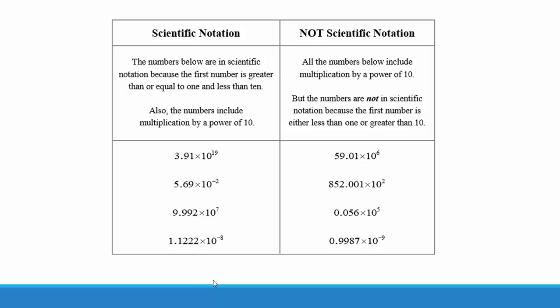Notice in the first one, we have 59 before the decimal point. 59 is not a one-digit non-zero number, as well as 852 in the next example. That is not a one-digit non-zero number. In the third example here on the right-hand side, we see that we have a 0 to the left of the decimal point. That's not in scientific notation because we need to have either a 1 through 9 as the digit to the left of the decimal. That is the same reason why our last example is not in scientific notation.